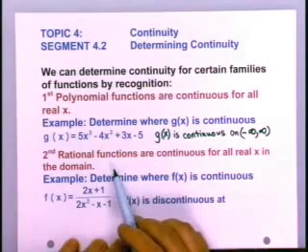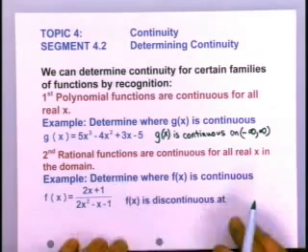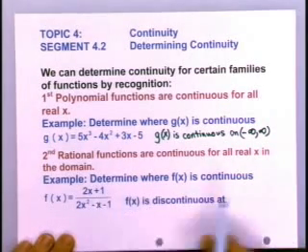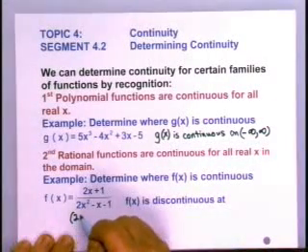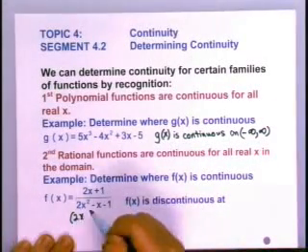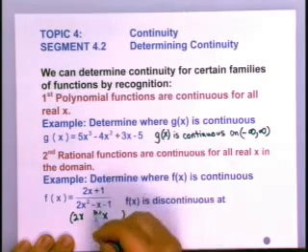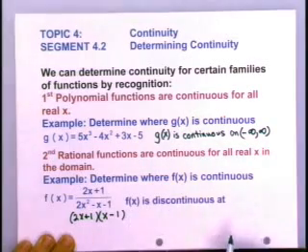Our second rule states that rational functions are continuous for all real x in the domain. So let's determine where this rational function is continuous. I'm going to take a look at the denominator to see where this function is undefined. So I'm going to factor this as 2x plus 1 and 2x minus 1.